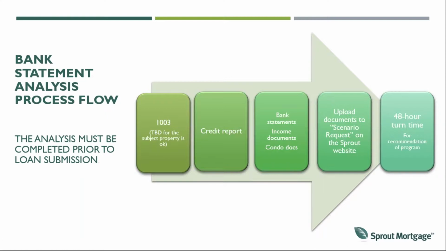That information is listed here on the screen, but you're going to provide your 1003, a credit report, bank statements, income documents, and or condo documents, and upload them to the scenario request tab on the SPAIO website. And the turn time for response and program recommendation is approximately 24 to 48 hours.